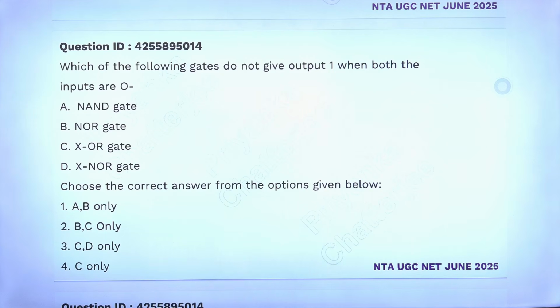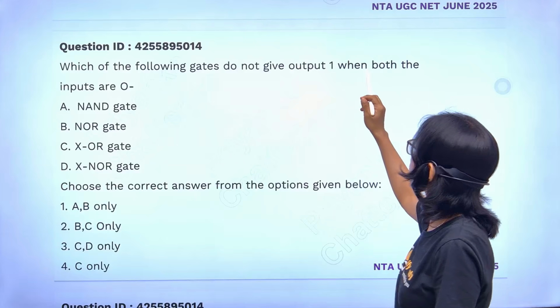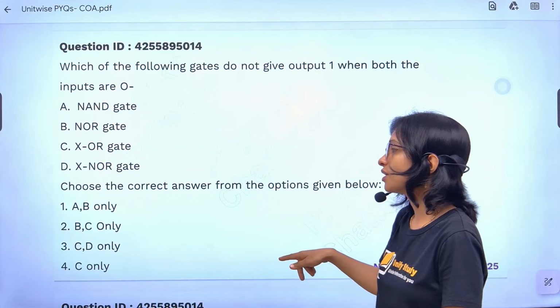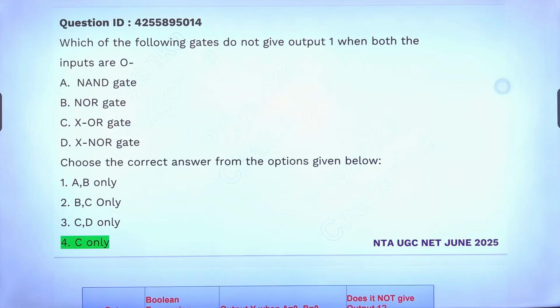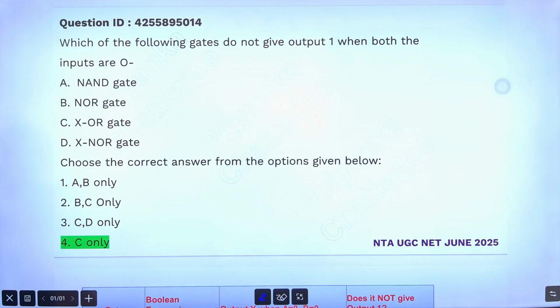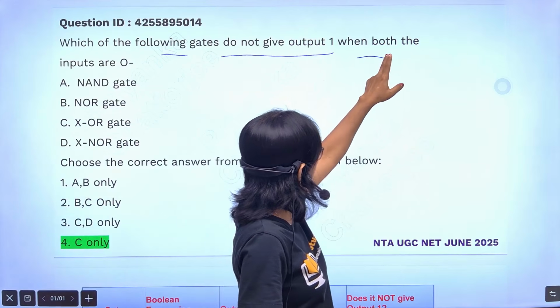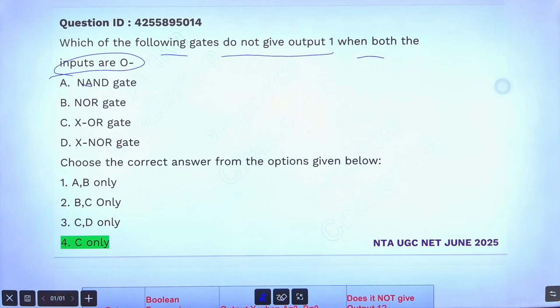Here I got 29% correct answers. Which of the following do not give output 1 when both inputs are 0? This is a very basic question. Still you are making mistakes. I am asking when I am not getting output 1 when both inputs are 0. Here also you are making mistakes. Why? Tell me. Here is the NAND gate. How does the NAND gate work? The question says the gate does not give 1 when both inputs are 0.